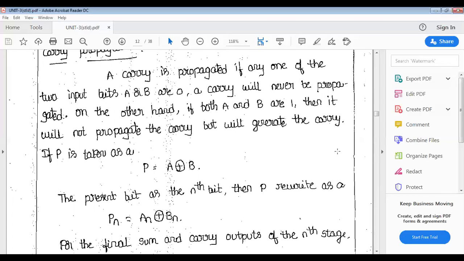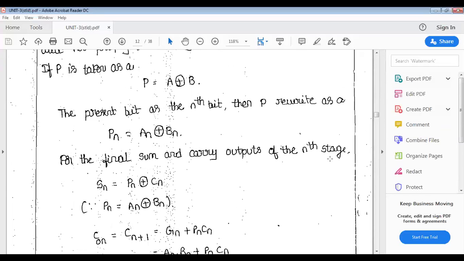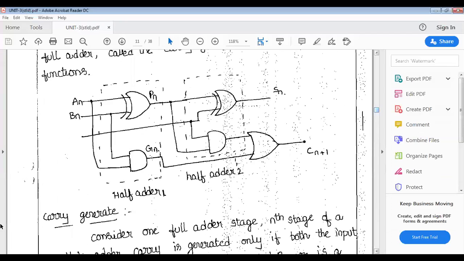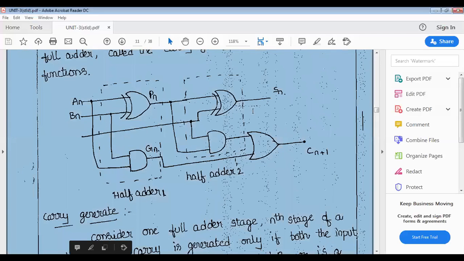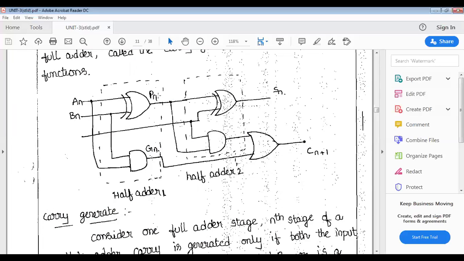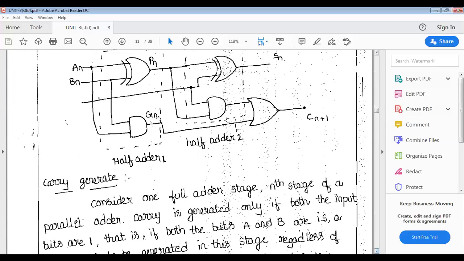For the final sum and carry outputs of the nth stage, sum is equal to Pn exclusive OR of Cn. You see in this circuit, the sum Sn is the output of another exclusive OR gate, with one input Pn and the other input Cn. So Sn is equal to Pn exclusive OR of Cn.